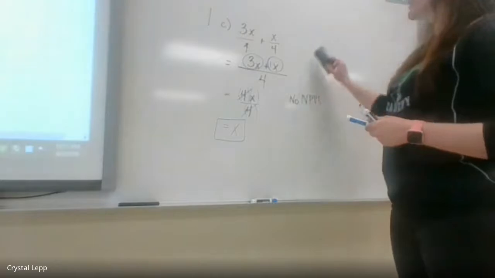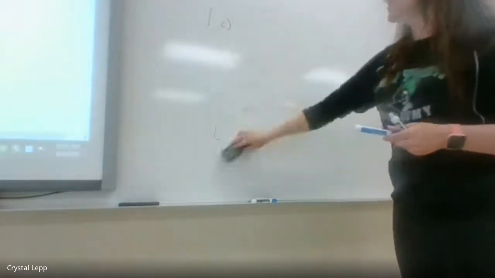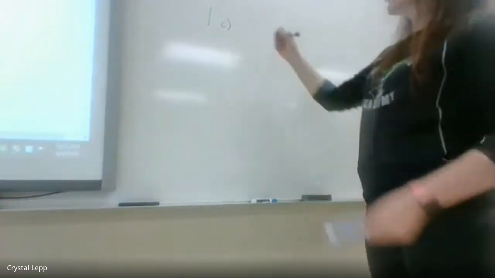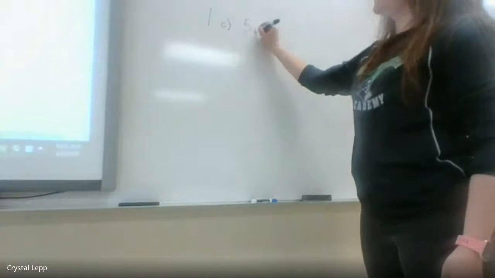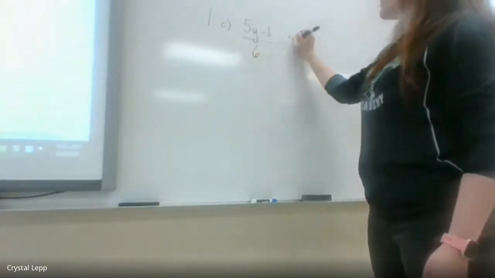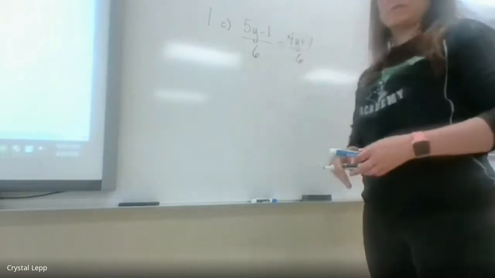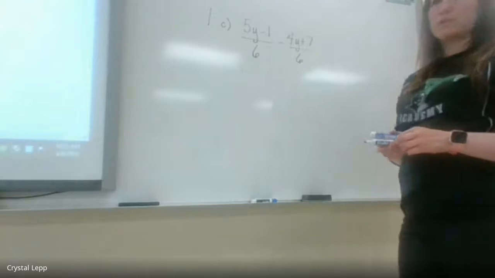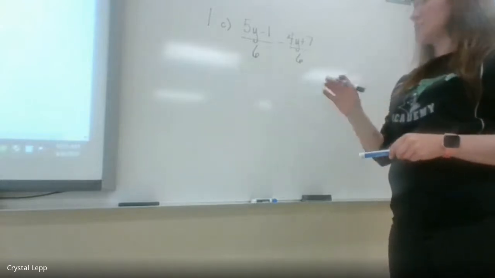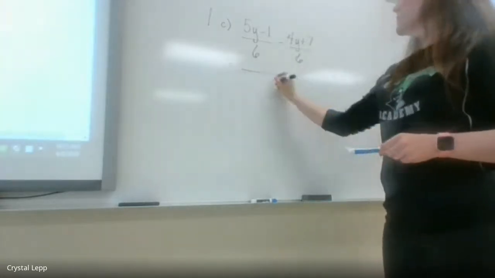Okay, then I have 1D. This one's where it gets a little harder because we're subtracting, but we still have common denominators. So I have 5y minus 1 over 6 minus 4y plus 7 over 6. So they're both over 6, which is a common denominator of 6. So I can go right to my next step, because the first step I need is common denominators, and I already have them. So then I'm going to put it all over 6.